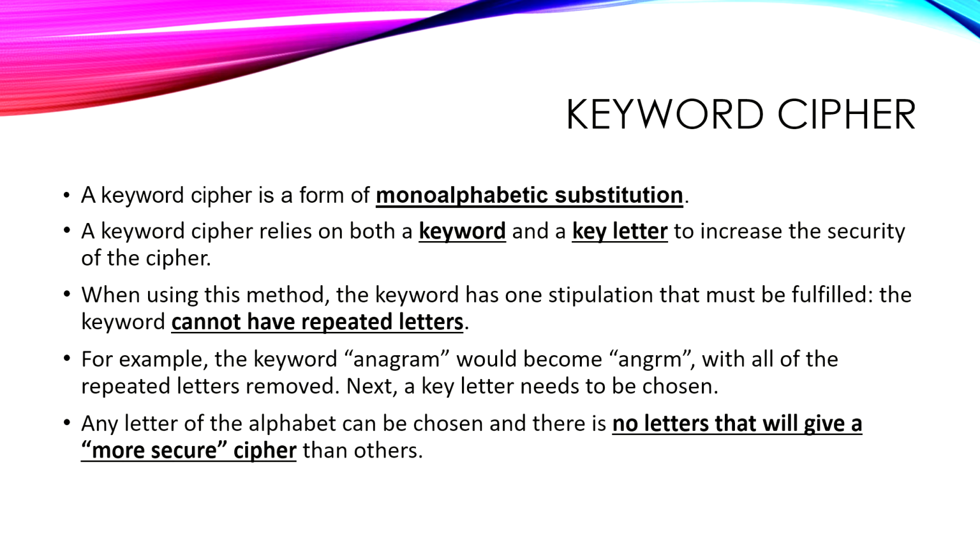Keyword ciphers are a form of monoalphabetic substitution that rely on two things, which are a keyword and a key letter to increase its security. Now when we use this method, we cannot use a letter more than once. So if we choose anagram as our keyword, we need to remove the second and the third A to proceed. The level of security remains same for any keyword or key letter that we choose.